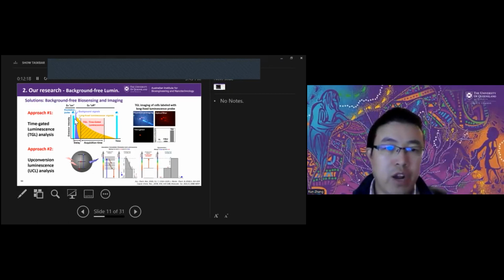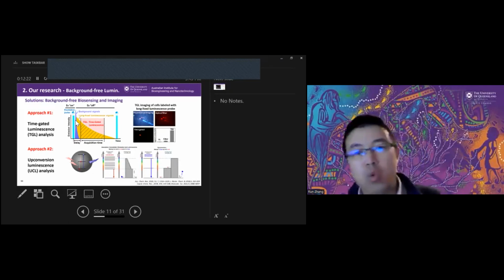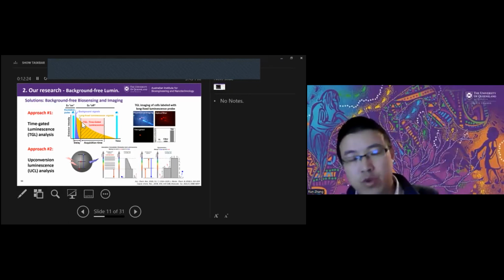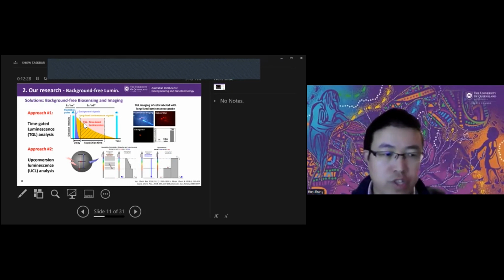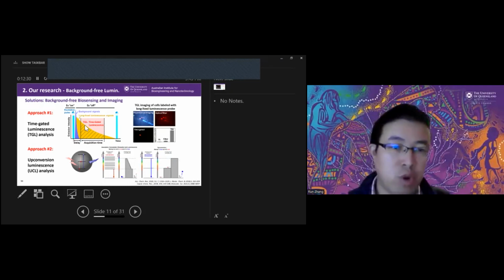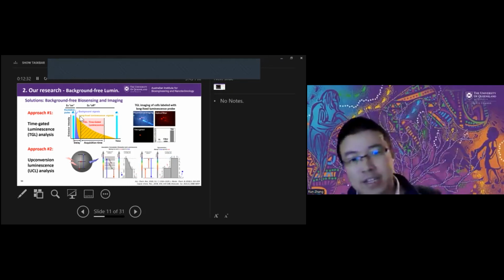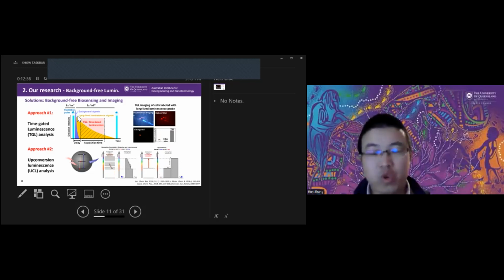So here, once post excitation, we can see all the molecules, all the fluorescence dyes will be excited, including the autofluorescence dyes, and our probe will also be activated to the excited state. The autofluorescence dyes will undergo very fast decay to the ground state.